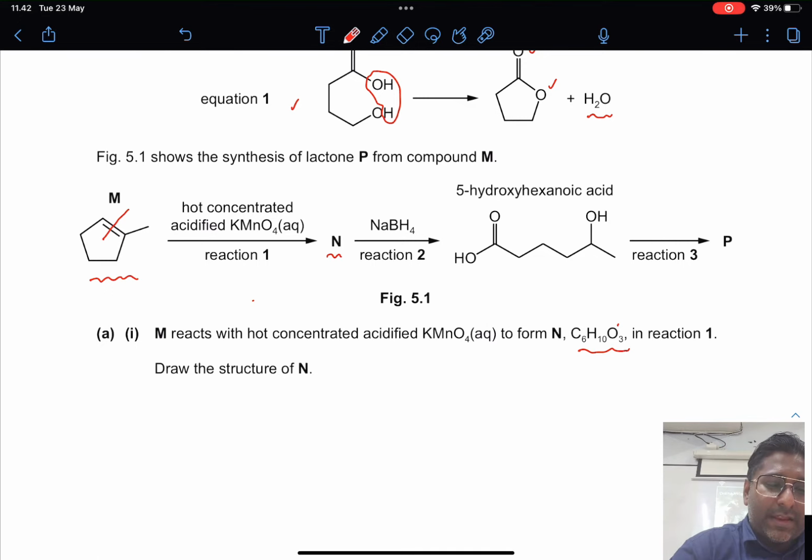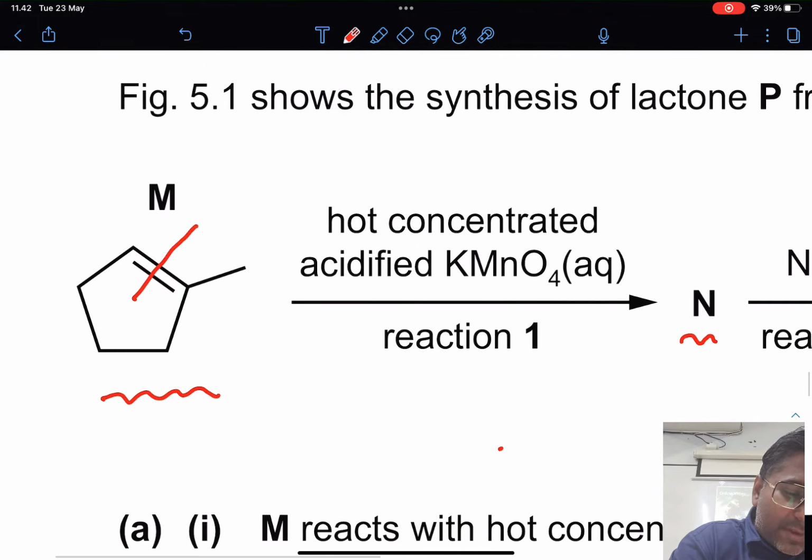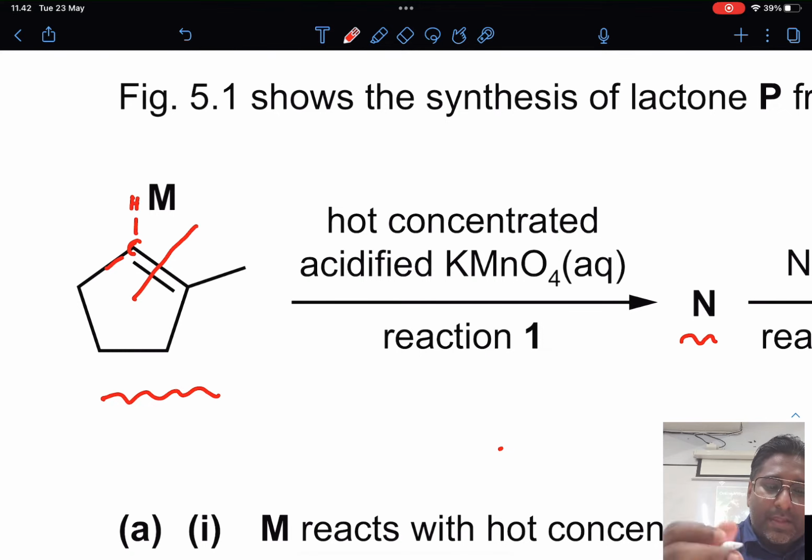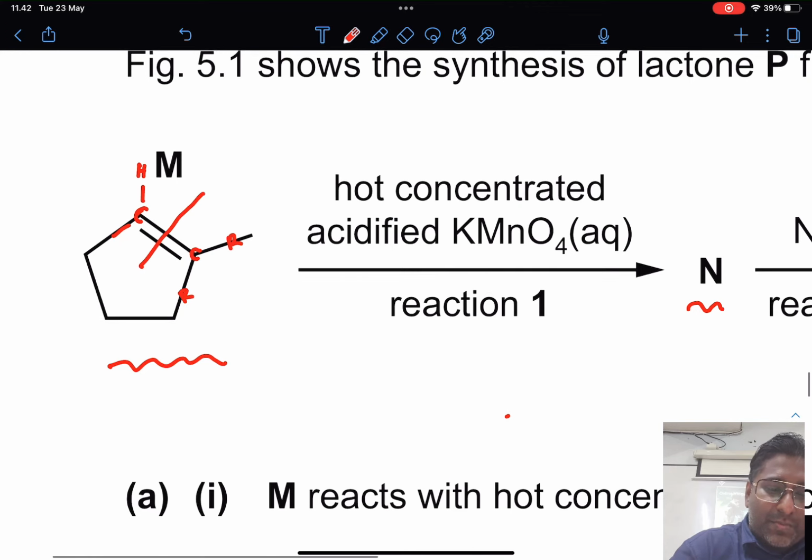Let's look at it. If you have carbon over here, this is going to have one R group, and this is hydrogen, and then this is going to be another carbon, with one R group and another R group. So what will happen when the double bond is broken?